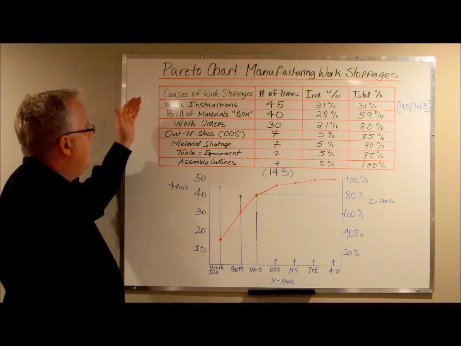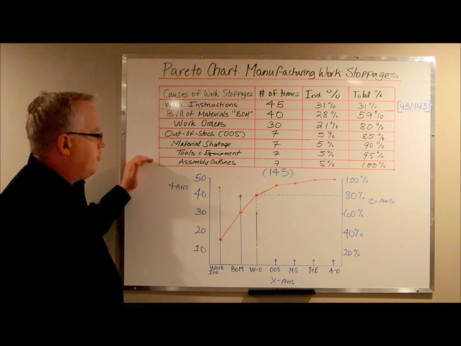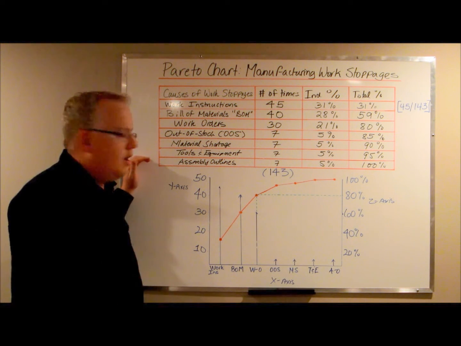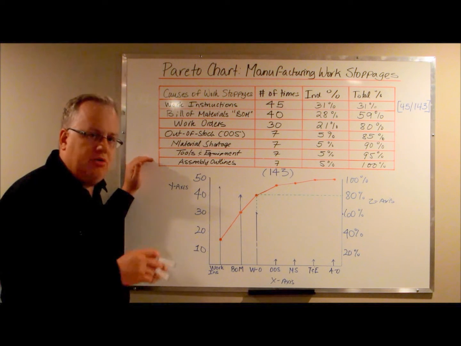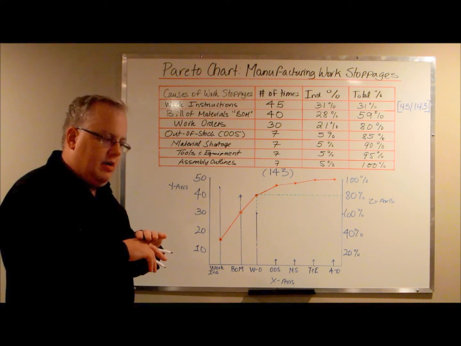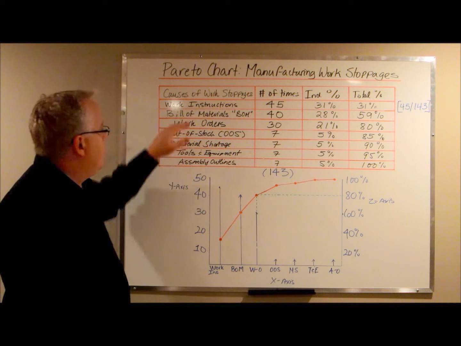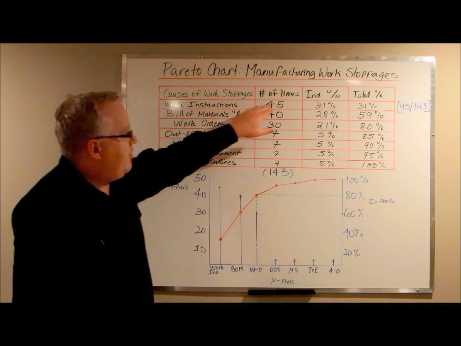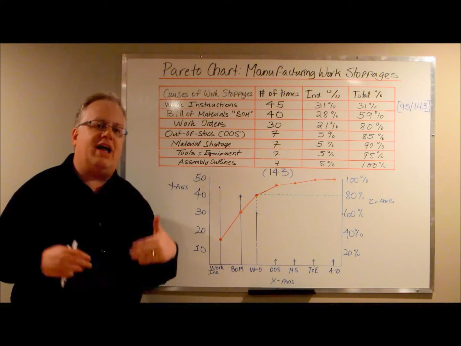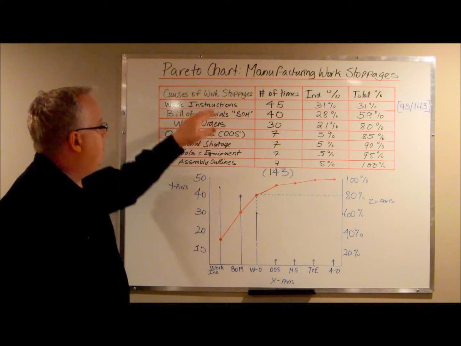But let's just explain exactly how this is put together. So basically, I analyzed all of the causes of work stoppages over a period of 1 week for this company, and I did this on a macro level in terms of analyzing the entire shop floor. Okay, so I found work instructions: 45 times an operator had to leave the work cell because of poor work instructions.